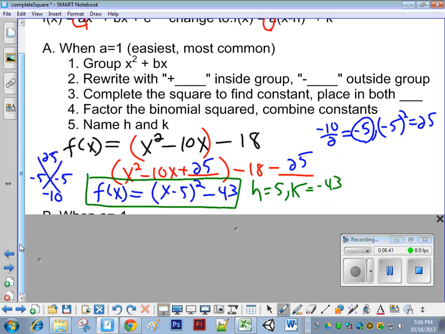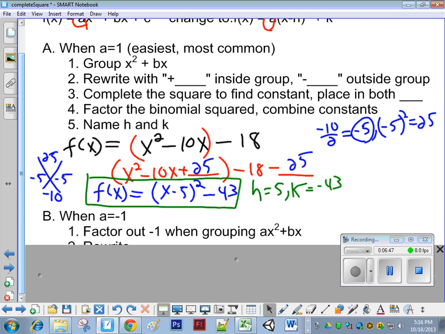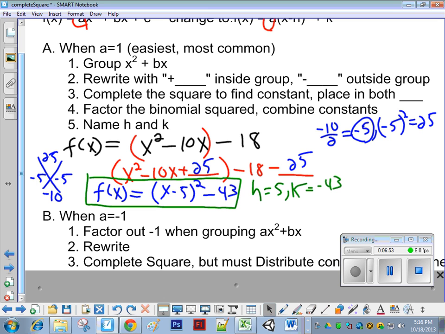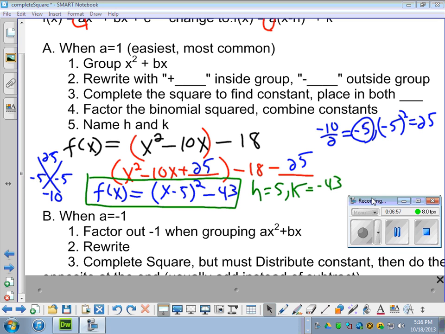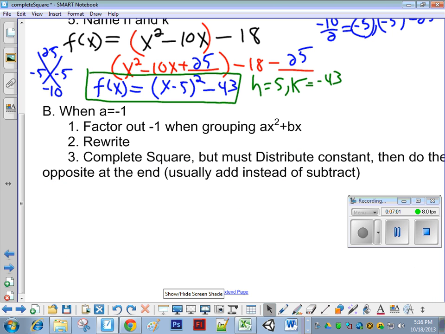Now what about if there's a negative in front of things? Now this makes things a little more complicated. So we're going to factor out the negative 1, and then we're going to rewrite it, complete the square, but we have to distribute that constant and then do the opposite. Now my notes are a little funny here, so let me be a little more specific. Do the opposite at the end. Well, let's do a good example.